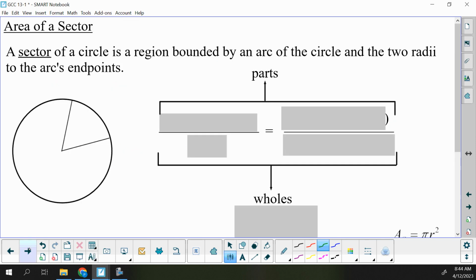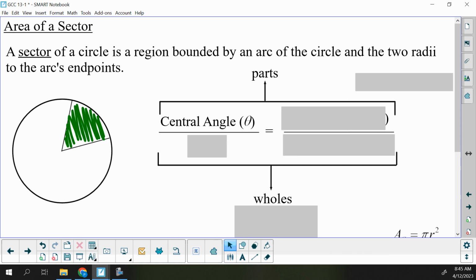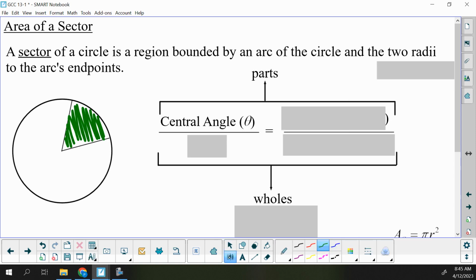If we go down to the bottom, we're also going to work with the area of a sector. A sector, again, is a slice of pie or a slice of pizza. The area of the sector is all this space here. Well, we're going to, again, do a proportion with parts over wholes. Top left is exactly identical to the other one. We're going to have the central angle. Central angle is our theta.